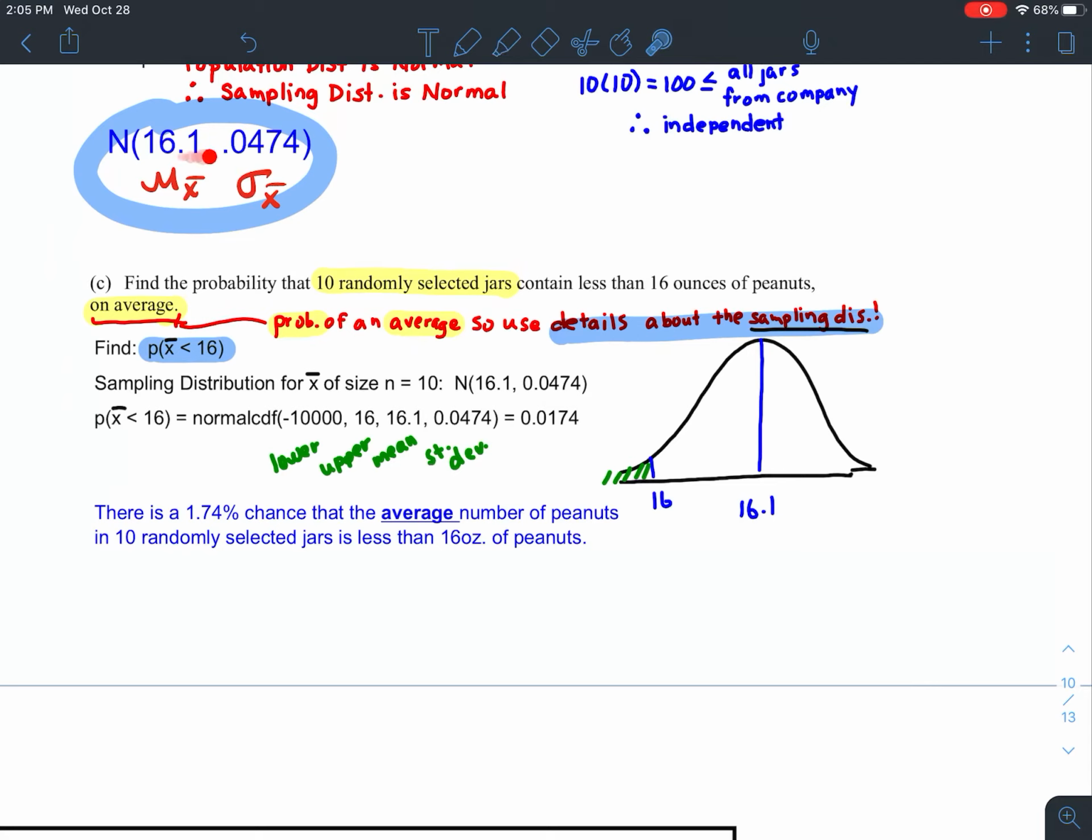So we have this information. We're going to put that in normal CDF. Honestly, the only piece that really changes here is the standard deviation is much, much smaller for a sampling distribution.